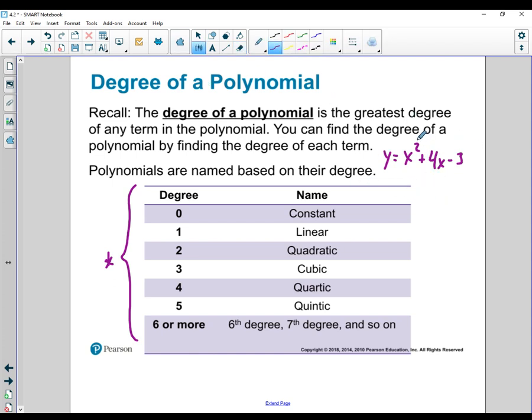Because it has degree 2. 3 is cubic. That makes sense to us. You might have seen this before. That's a cubic, anything with x to the third, because it has power 3. Quartic is 4. Quintic is 5. For 6 or more, you just say the 6th, 7th, 8th degree, and so on. Okay.